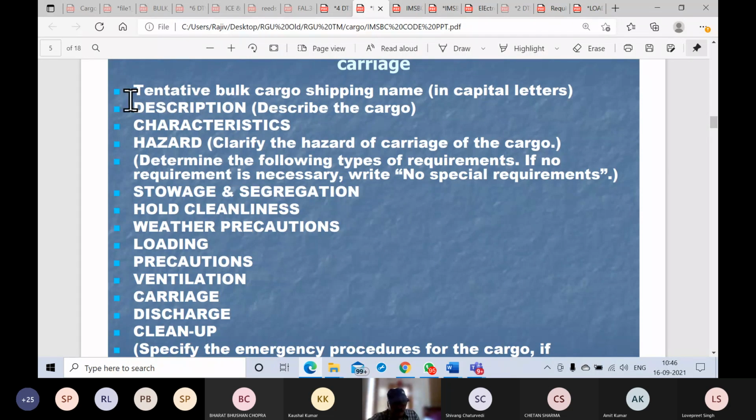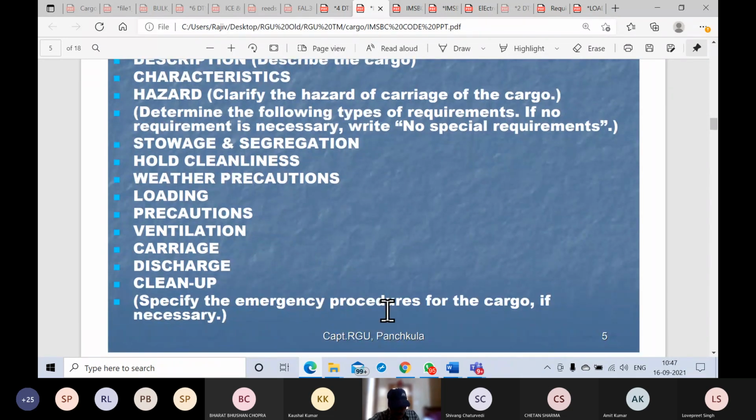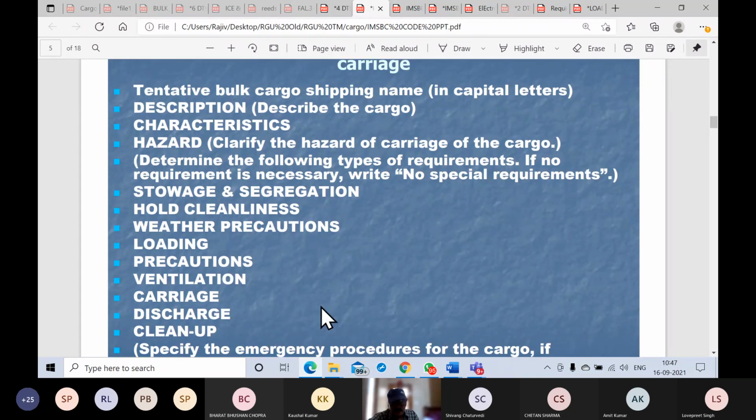Then the shipper has to declare the tentative bulk cargo shipping name. Then description, characteristic, hazard. If any special requirements, otherwise you have to mention no special requirement. I mean the shipper has to mention. Storage and segregation, hold cleanliness, weather precautions, loading precautions, ventilation, carriage, discharge, cleanup. And also emergency procedures if necessary. This is the format for declaration of cargo not listed.